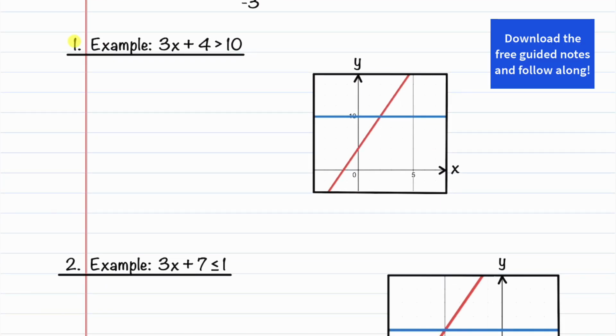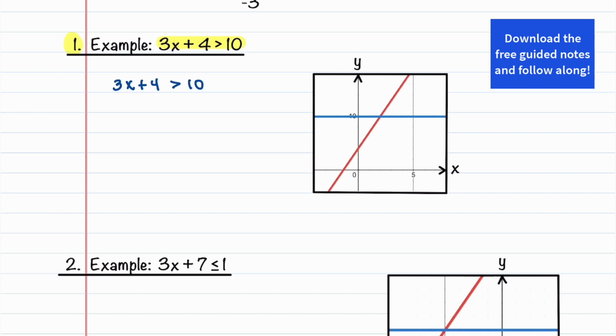We're going to start with a basic example. 3x plus 4 is greater than 10. I'll begin by writing down the inequality. 3x plus 4 is greater than 10. Solving these types of inequalities is just like solving linear equations, except instead of an equal sign, you have an inequality sign, but you do the same thing.